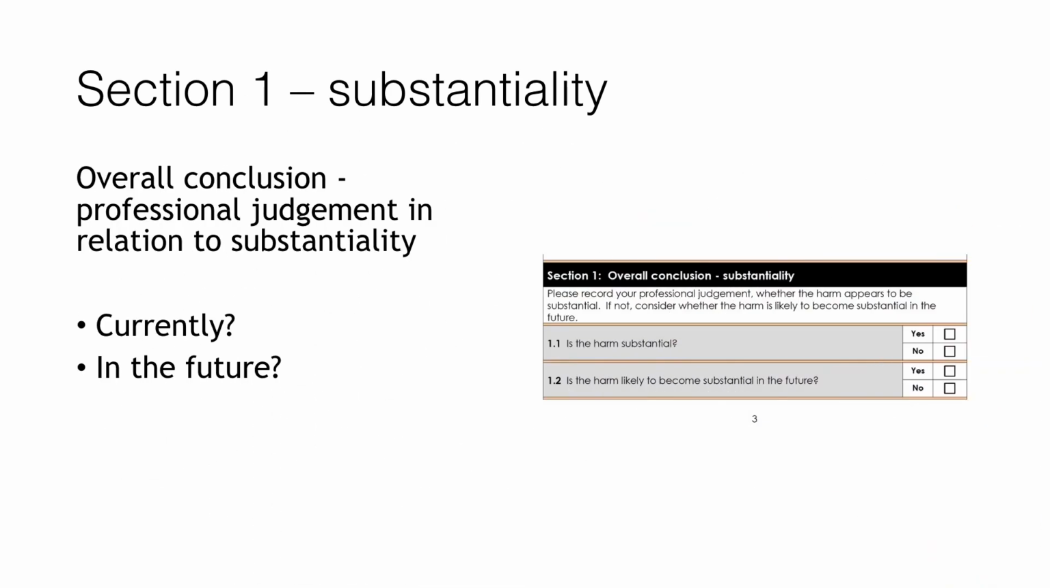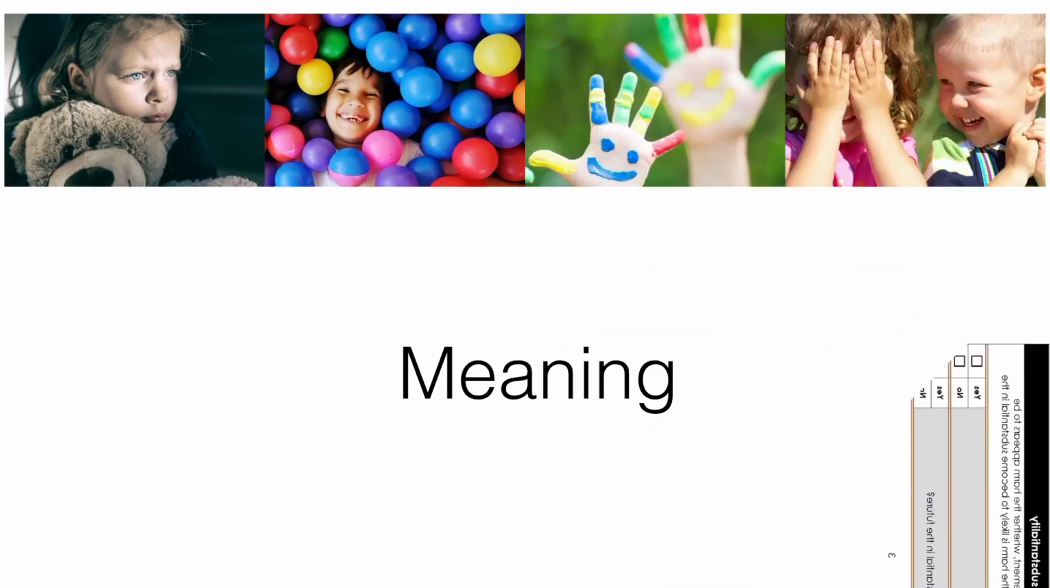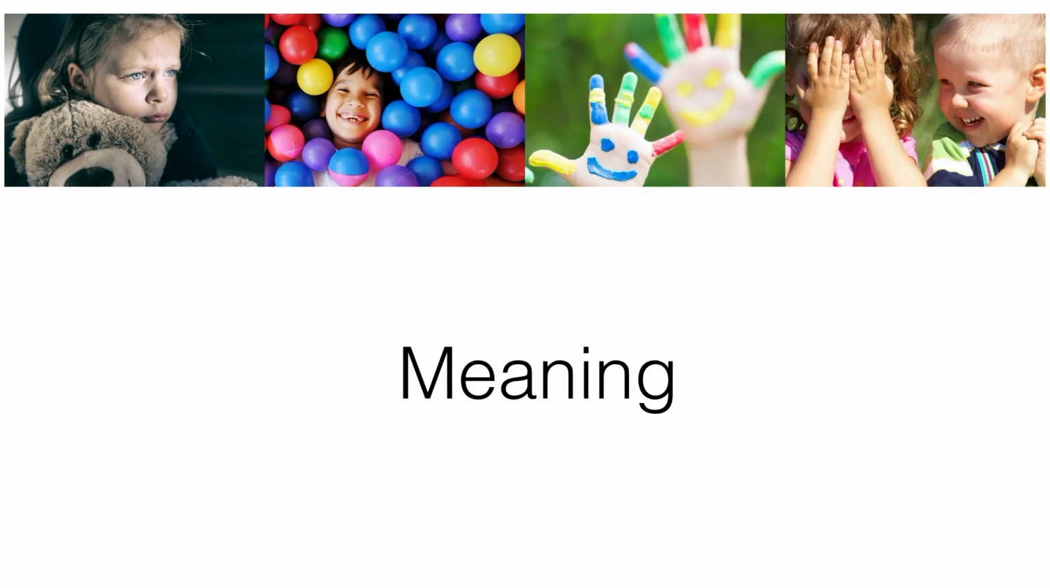It concludes with a professional judgment statement whether harm is substantial or likely to become so in the future. Significance involves two components, substantiality and meaning. This section focuses on meaning and its three subsections: reasonable parent, beyond parental control, and grooming and exploitation.